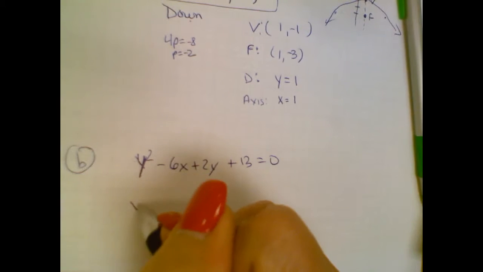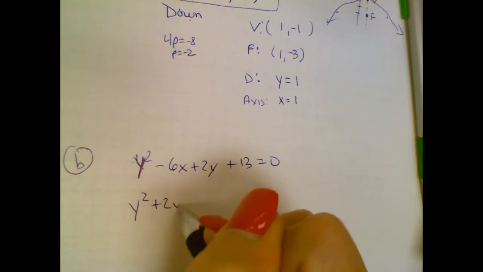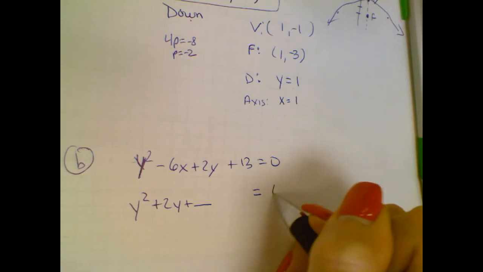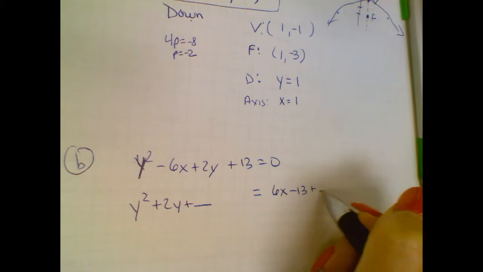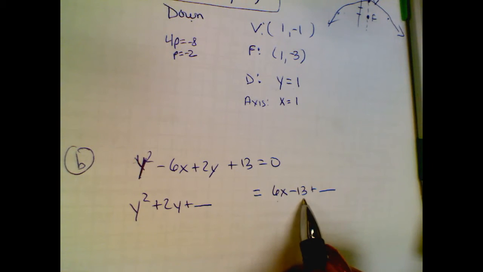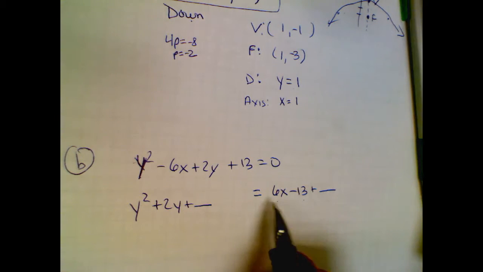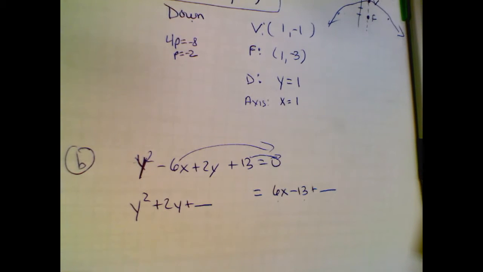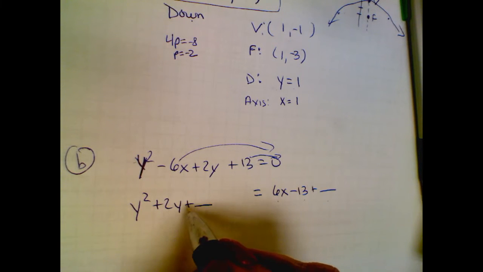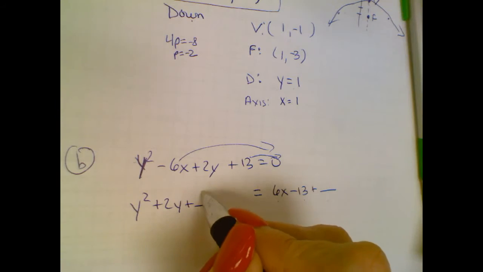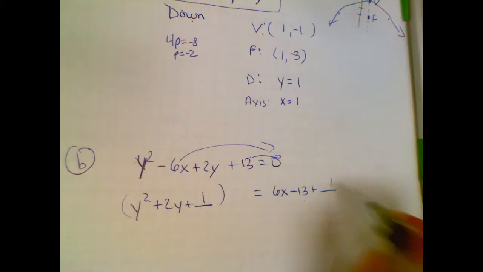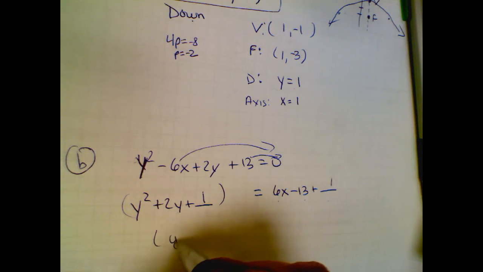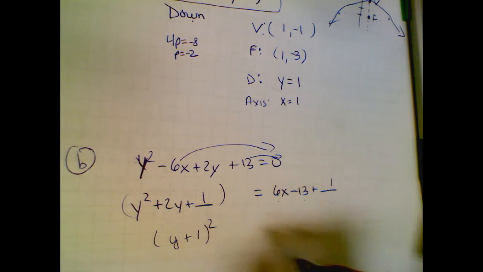Okay, so let's get the y's on this side and move everything else to the other side. Do you see why this is positive 6x and minus 13? Plus blank. There's the equal signs. This one moves over, and this one moves over. So what is half of 2? 1. What's 1 squared? 1. And we're going to add 1 over here. Factor. Y plus 1 squared equals 6x minus 12.